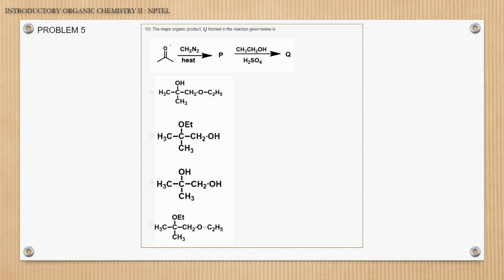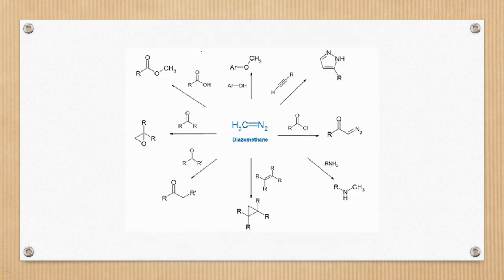Here in problem number 5, again you have to find out the major organic product Q. So before that you need to know what P is. So here what is happening? You have a ketone and they are reacting with diazomethane. The diazomethane reaction is going to take place with the ketone in the presence of heat. So now how will the diazomethane react?